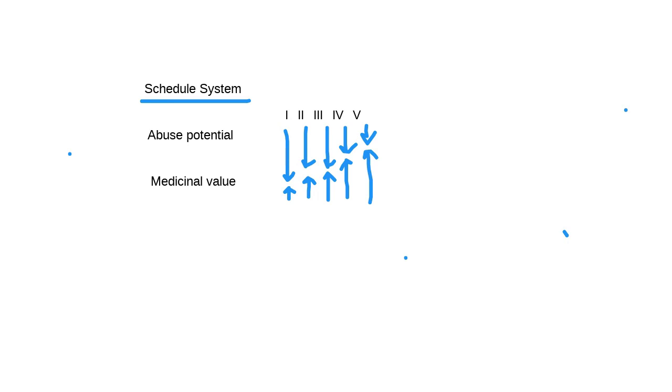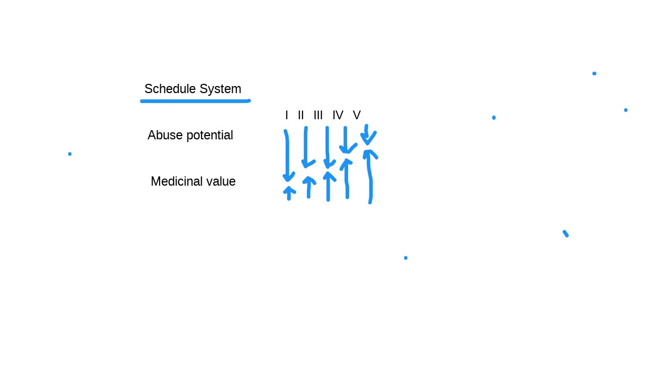Right. So if you look across from 1 to 5, if you put them in alphabetical order, abuse potential, medicinal value, 1s have the greatest abuse potential, 5s have the least abuse potential. 1s have the least medicinal value, 5s have the greatest medicinal value. So the arrows get shorter across abuse potential from 1 to 5, and they get longer across medicinal value from 1 to 5.